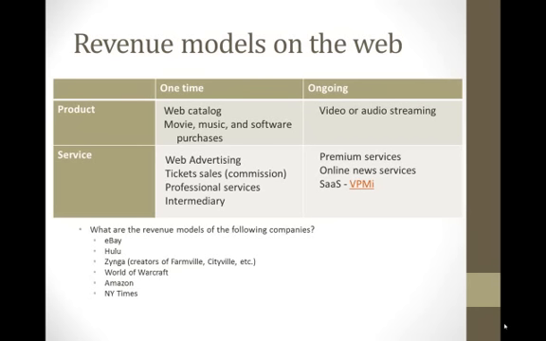Okay. So what I want you to do, on your own time, and we'll talk more about this in the class discussion, is look at each of these companies and try to figure out what revenue models they're using. For example, if I say eBay, what revenue model is eBay using? Which one of the quadrants would it fit into?